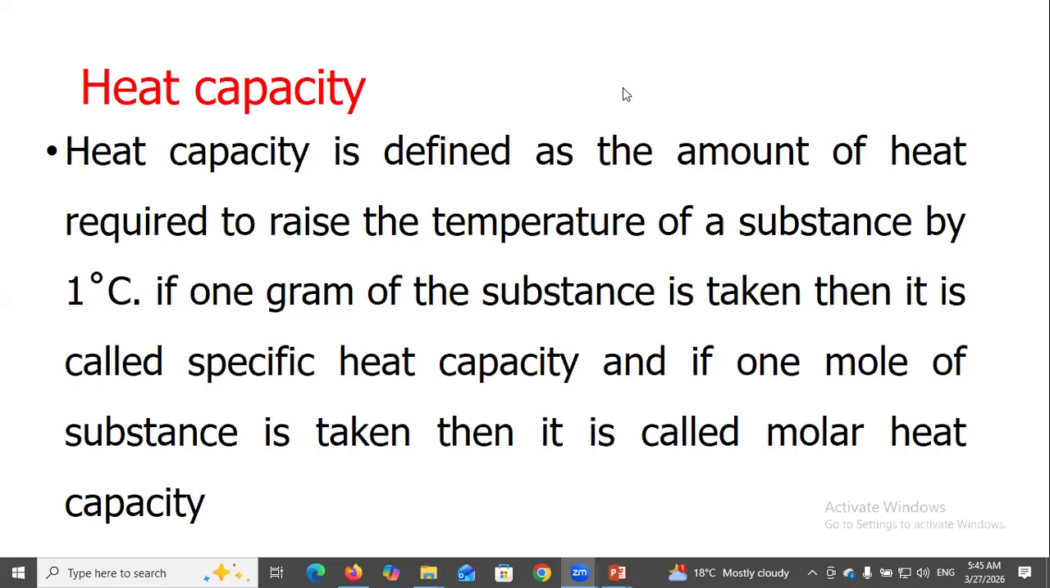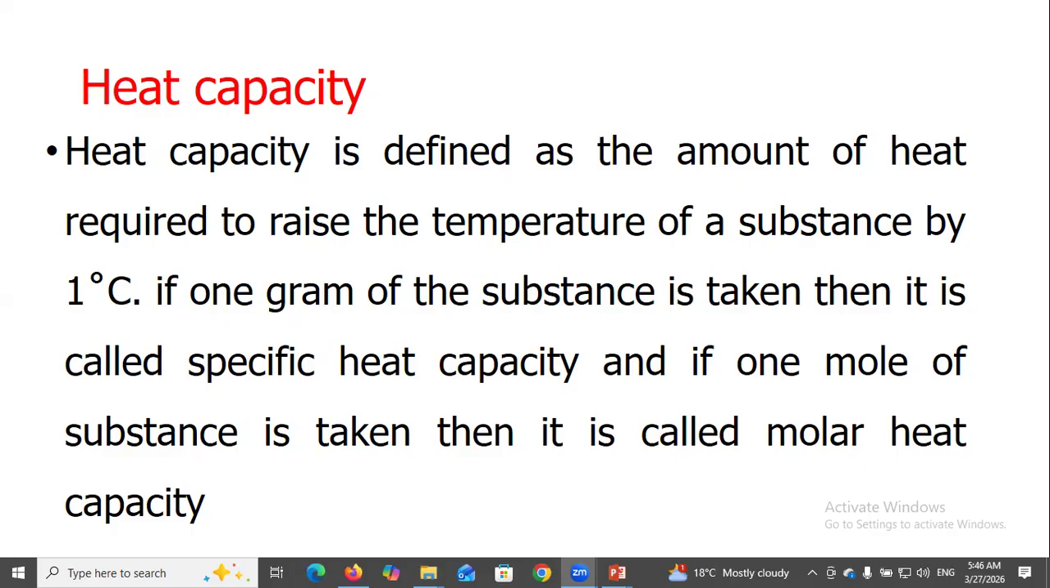Okay, heat capacity. Heat capacity is defined as the amount of heat required to raise the temperature of a substance by 1 degree Celsius.